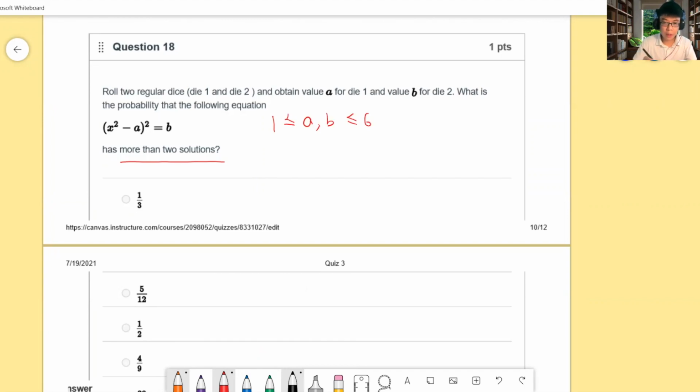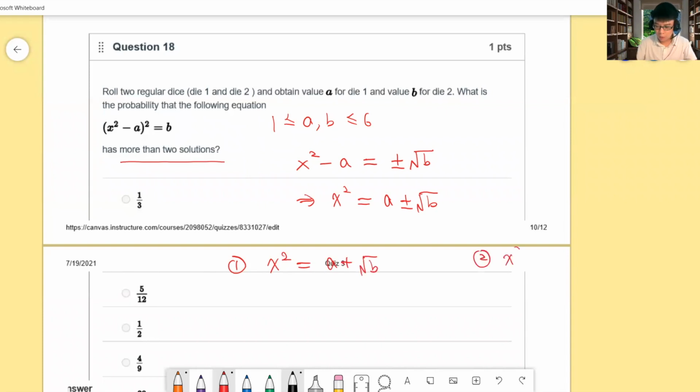Because B is positive, we can take the square root. So A is x squared minus A. This corresponds to positive or negative square root of B, and this makes sense. And that means x squared equals A plus or minus root B. So there are basically 2 cases. x squared either equals A plus root B, or x squared equals A minus root B.